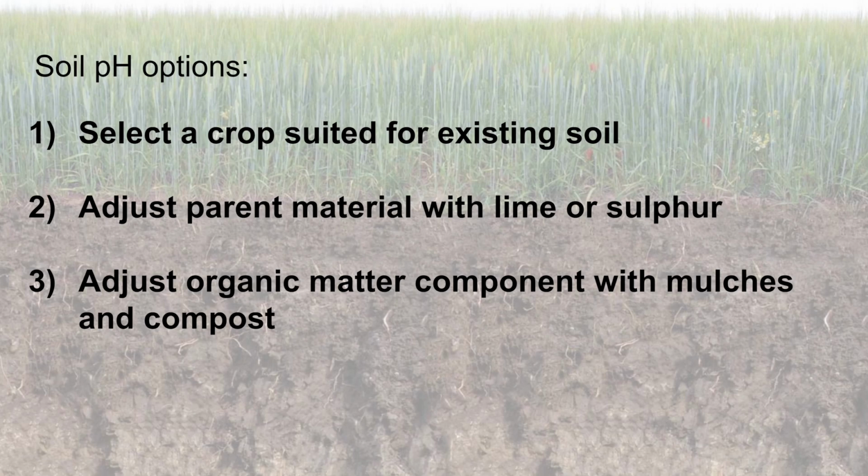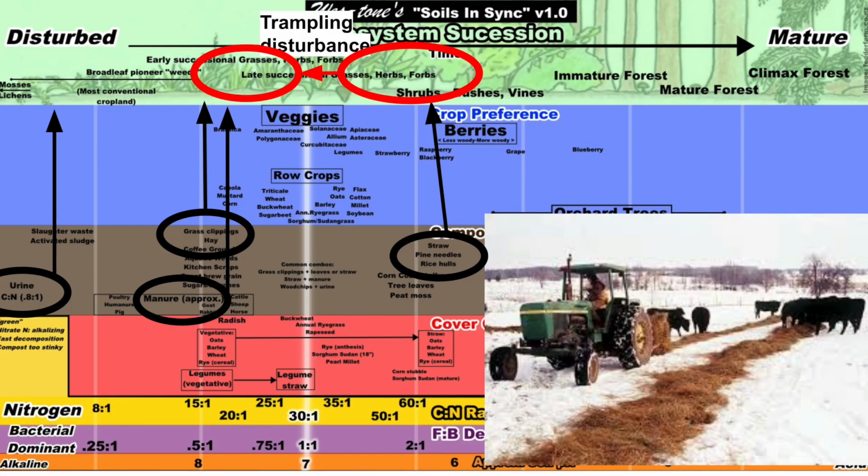So the options for adjusting soil pH are: select a crop suited for your existing soil, adjust the parent material with lime or sulfur, or adjust the organic matter component with mulches and compost. The goal would be to align all three of these with the path of least resistance. To review, back to my oversimplified example. Feed grass, dead grass. For example, if you're trying to grow a cattle pasture, you'd probably want to import and unroll some hay bales on it to get some cattle to eat it.